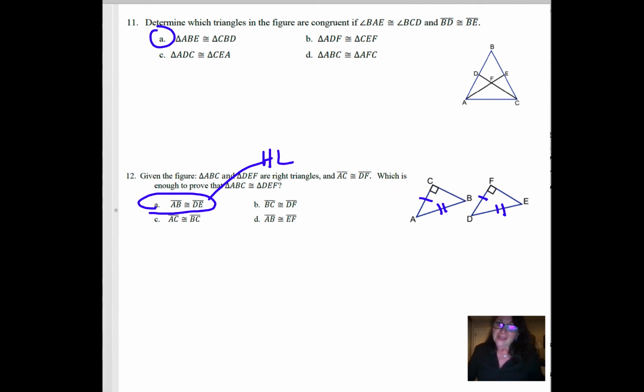If I then, instead of saying DE is congruent to AB, knowing that AC and DF are congruent, I could say that BC is congruent to FE, but I don't have that option. It's none of my options. So therefore, the only one that would work in this case is that AB is congruent to DE, and that would be by hypotenuse leg.